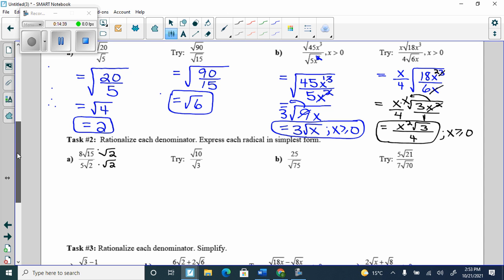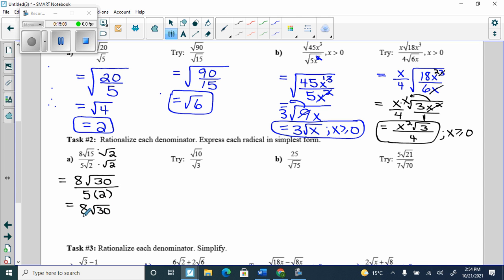8 root 15 times root 2 is what? 8 root 30. And then on the bottom, I get 5 times root 2 times root 2, which is 5 times 2. So can I break down the 30? Any perfect squares going into 30? Trick question? Nope. So I'm going to get 8 root 30 over 10.